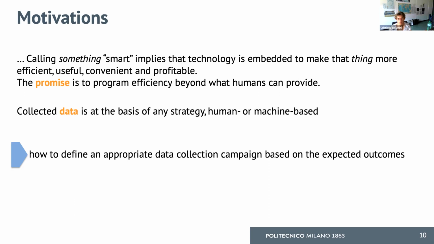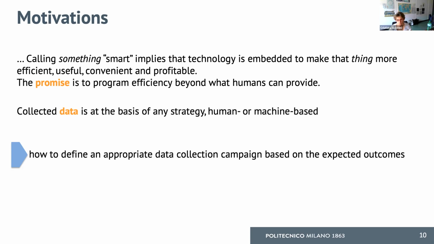The promise is to program efficiency, so to be able to handle all these complex elements better than what a human being could do. The fundamental element on which this can be done is the data collected from the system, which would be in this case both the buildings and the users themselves, because that's at the basis of any strategy, no matter whether it is human-based or machine-based.